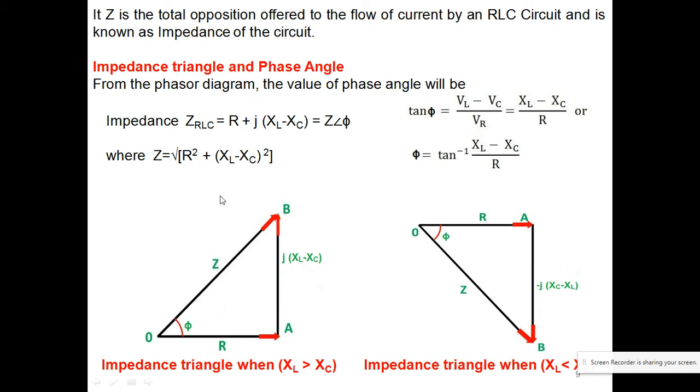When we are taking VL greater than VC, in this case our impedance triangle becomes like this. But when VC is greater than VL, in this case our impedance triangle becomes like this. Is it okay? Or this we can calculate by using this concept, (XL minus XC) upon R, and this will give our phi angle, which is the phase difference between the resultant current and voltage. That is the meaning of phi here.